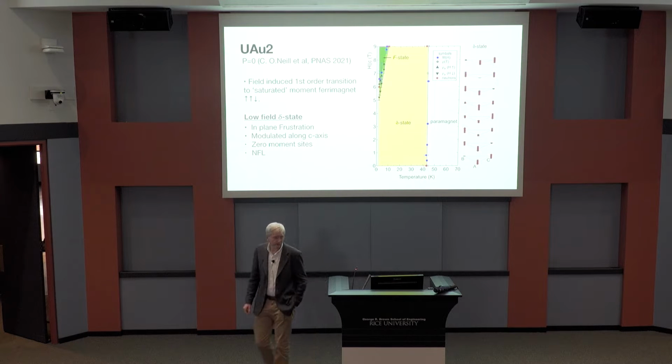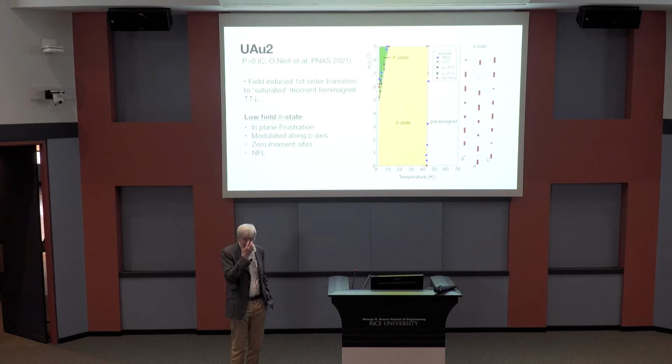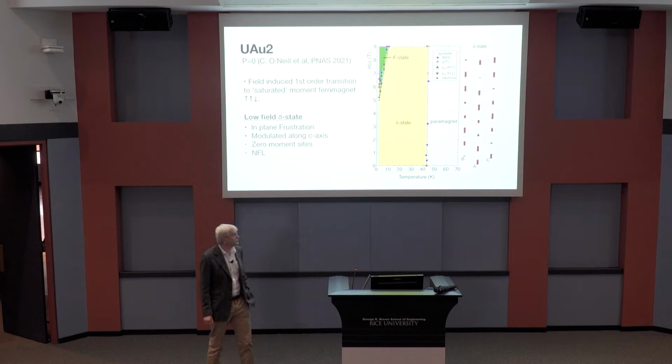So the culmination of a lot of neutron scattering and X-ray work was that we established what the phase diagram was. First of all, what happens at low temperature and high magnetic fields? That's the easiest to understand.